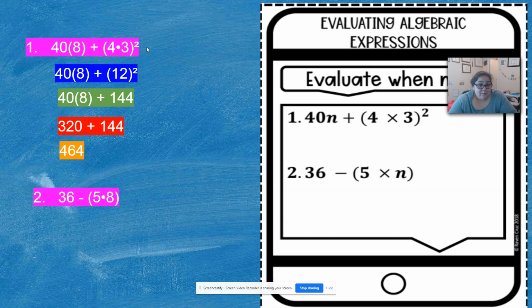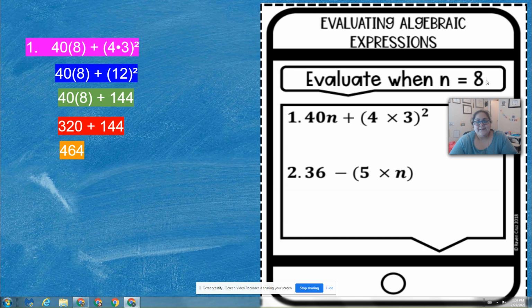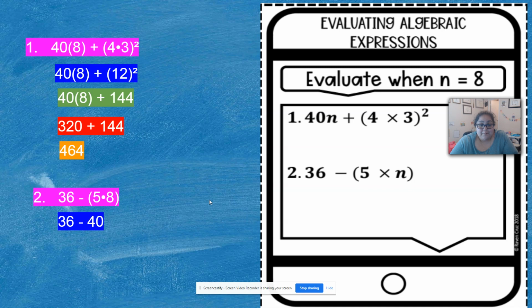All right, next, substitute. So I put 8 everywhere I saw the n. Then I multiply the inside because that's the parentheses. You do that first. And then we subtract and we get negative 4. Remember, you're doing integer operations right here. 36 minus 40. I'm taking away 40. I can't really take away 40 because I only have 36. So I have 4 left over that I'm trying to take away. So I have a negative 4.